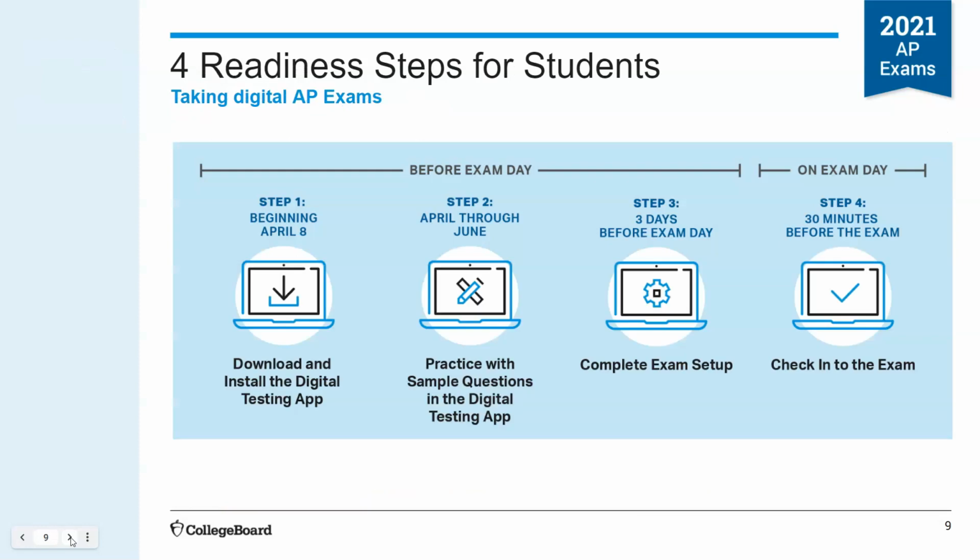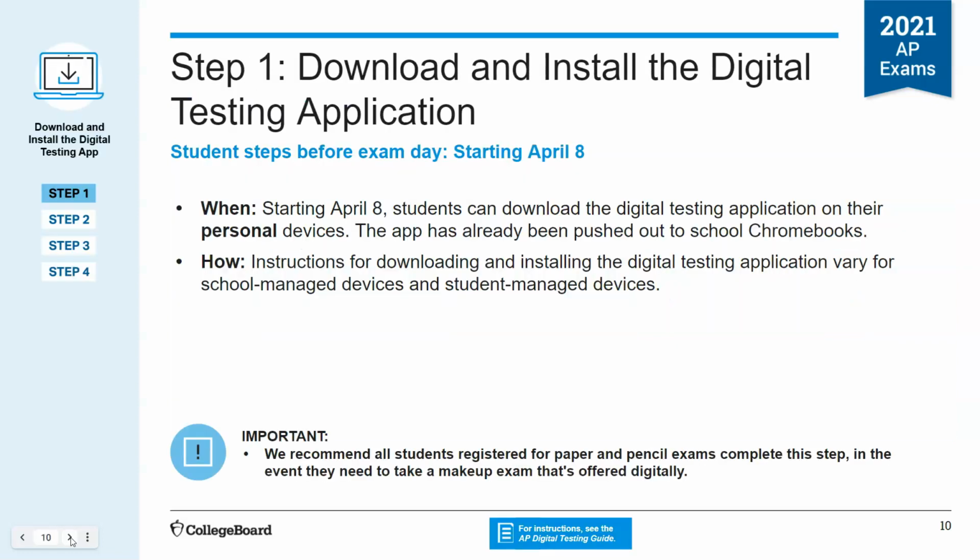Here are the 4 steps that every student needs to do. 3 of them happen before the exam day, and 1 happens on exam day. Let's start with number 1. The first step, if you decide to use your school Chromebook, has already been done for you. It's already been installed on your Chromebook. You don't have to worry about it. This is only if you decide you want to do one on your personal computer at home. You can download the Digital Testing app on your personal device.